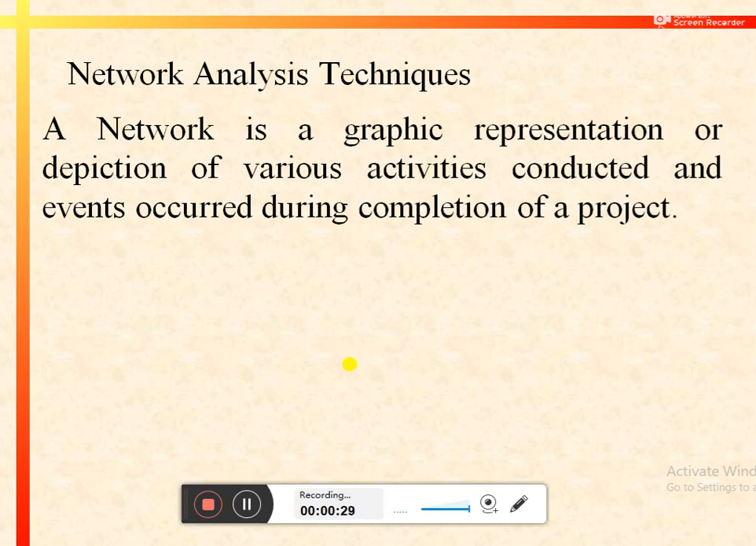As we know, a network is a graphic representation or depiction of various activities that are performed and the different events that occur during completion of a project. So basically, a network is a graphical representation of the different activities or events that happen during completion of a project.